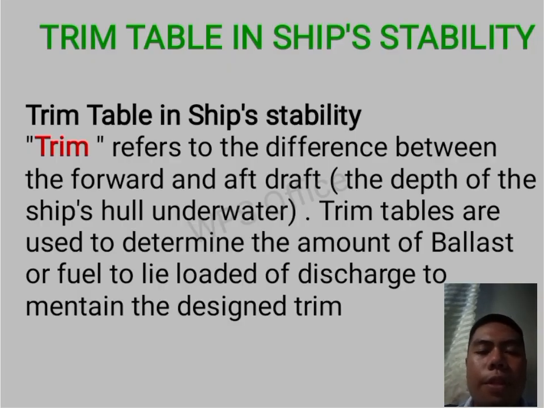Trim refers to the difference between the forward and aft draft, or the depth of a ship's hull underwater. Trim tables are used to determine the amount of ballast or fuel to be loaded or discharged to maintain the design trim. This table helps to calculate the effects of changes in weight distribution on the ship's trim and ensure the ship floats level at the designated trim angles.